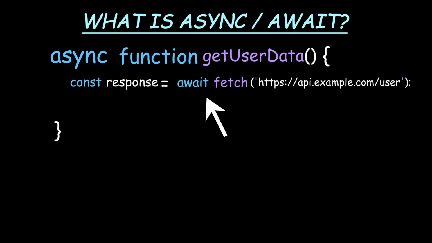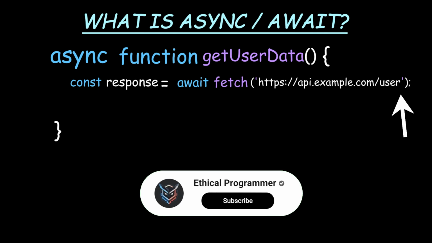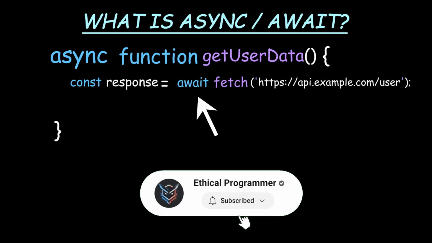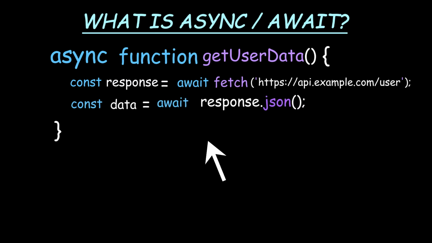And what is fetch? Fetch is a built-in JavaScript function that lets you send HTTP requests to APIs. You can use it to get or send data from and to servers. It returns a promise that resolves to a response object. In our example, we are asking the server for user data, and await tells JavaScript to wait until the response is received.